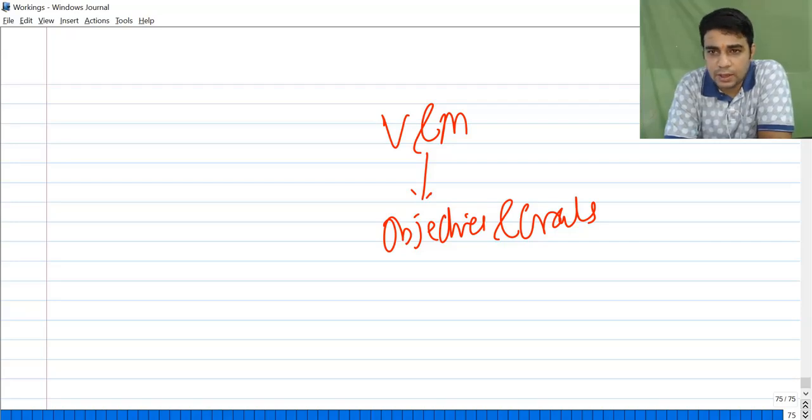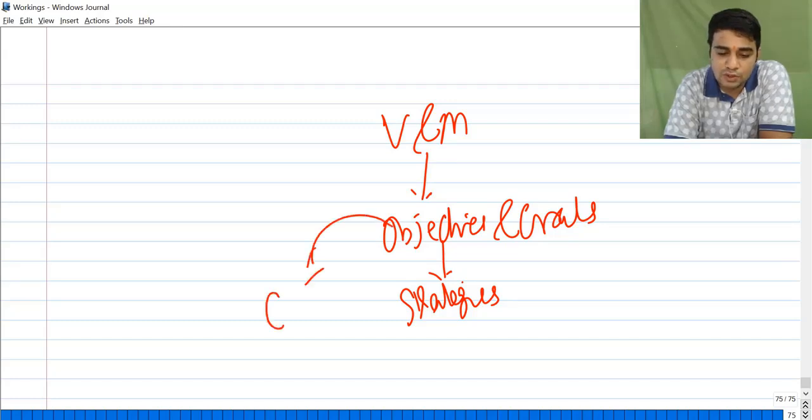This could be short term goals. For each of this there will be a strategy. The organization will develop a strategy for each of this, and for the objectives and goals you may have CSF, KPI. CSF is critical success factors, KPI is key performance indicator.